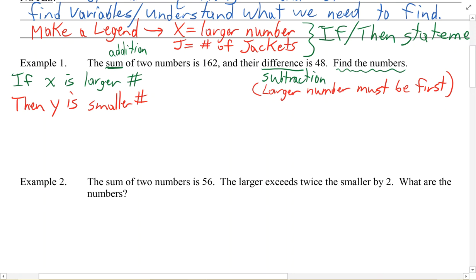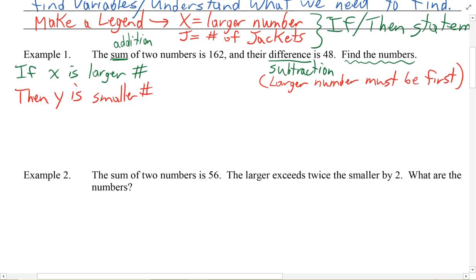Okay, so let's look at the very first sentence and make an equation. The sum of two numbers is 162. How are we going to write these two numbers adding up and equaling 162? Oh, I just said it. These two numbers adding up equaling 162. What do I have to write down for my equation? This is a sum, though. That's the first equation right here.